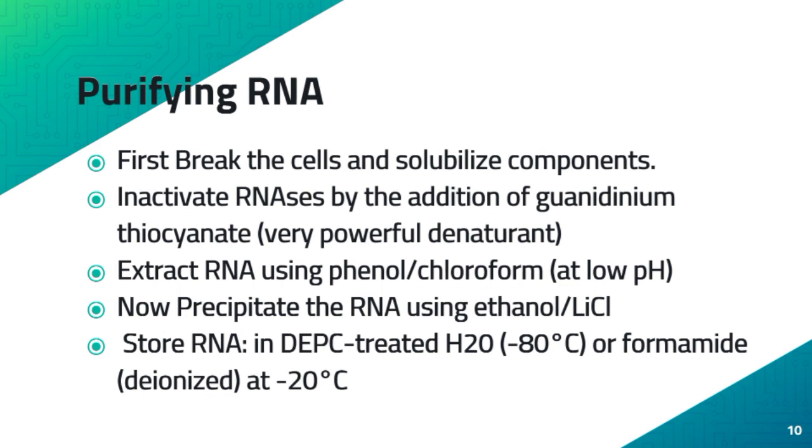Now we need to precipitate the RNA using ethanol or LiCl. Now store the RNA in DEPC treated water at minus 80 degrees Celsius or in formamide, which is deionized, at minus 20 degrees Celsius.